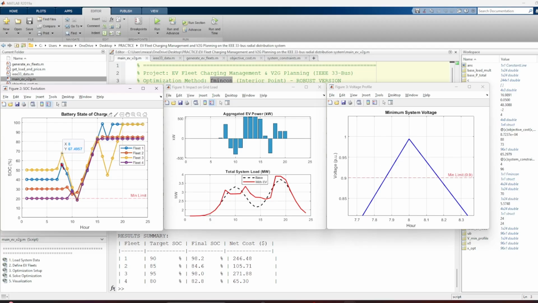And this is the time when you see a dip. This is the time when we have to discharge our fleets and supply power into the grid to stabilize the grid.